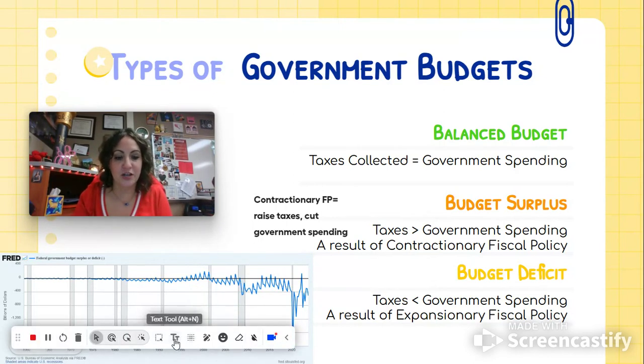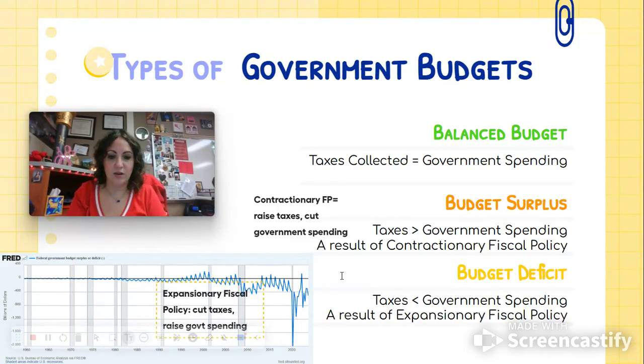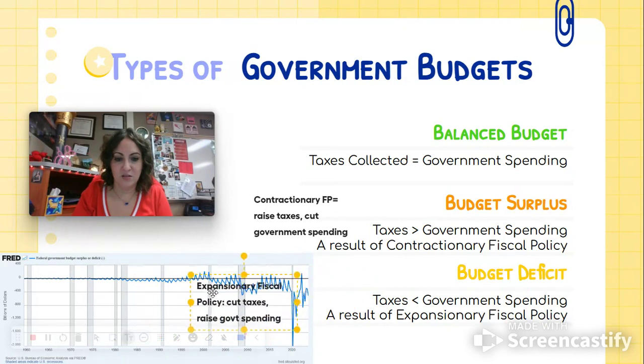So we learned yesterday that expansionary fiscal policy, which is what we should do in a recession, is cutting taxes. That gives people more money to spend. And if we raise government spending, that also will give people more money to spend.